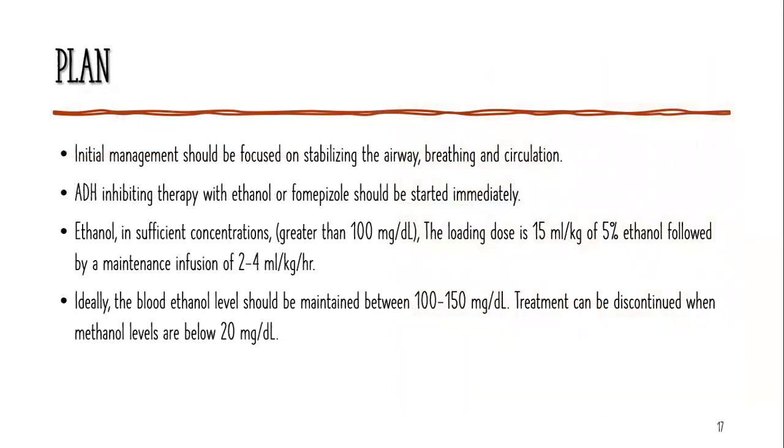Plan, or the treatment for this case, is that initially we will focus on stabilizing the airway and circulation. Then we will start ADH inhibition therapy with ethanol. So ethanol with a sufficient concentration greater than 100 milligram per deciliter is used, whose loading dose will be 15 ml per kg of 5% ethanol, followed by a maintenance infusion of 2 to 4 ml per kg per hour.